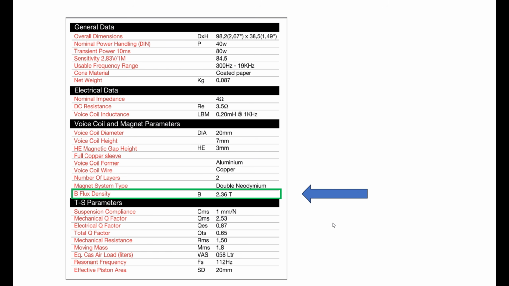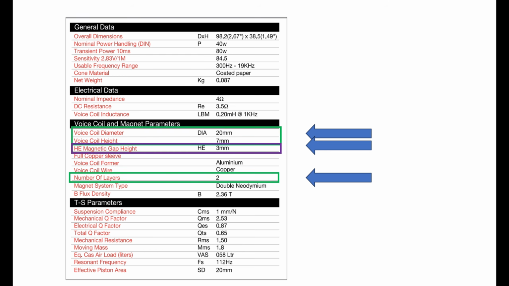So what do you do in these types of situations? How do you compare two different speakers if you haven't got all that information available? Well, one way is to look for information relating to the voice coil itself. In this case we have the voice coil diameter, the voice coil height, the number of layers or windings of the voice coil, and importantly the magnetic gap height. I'll just show you what these things are.